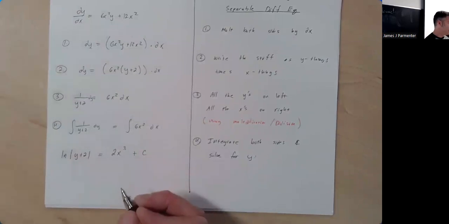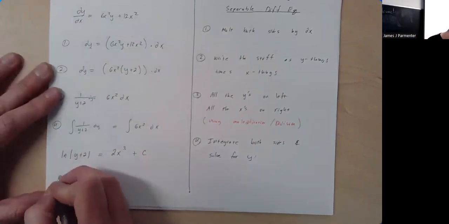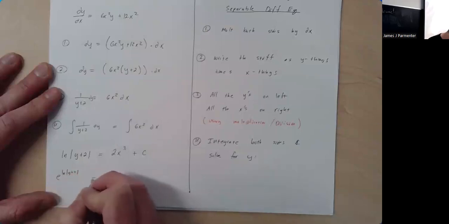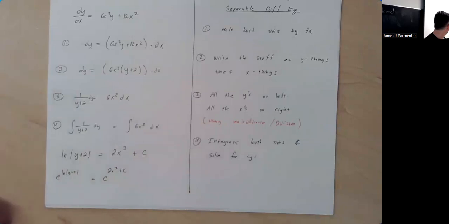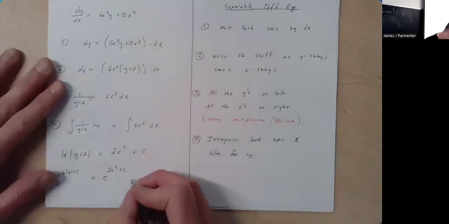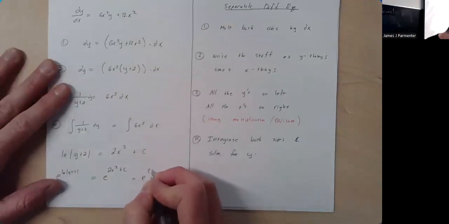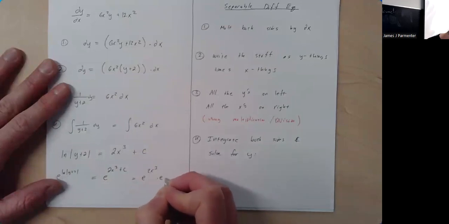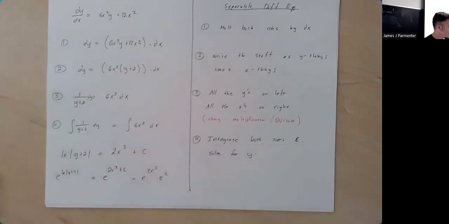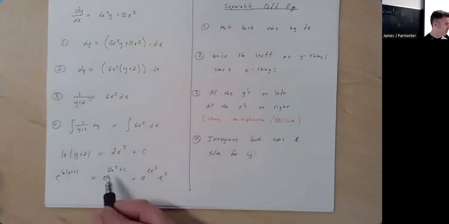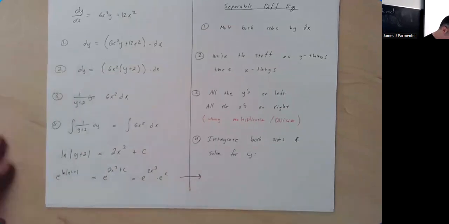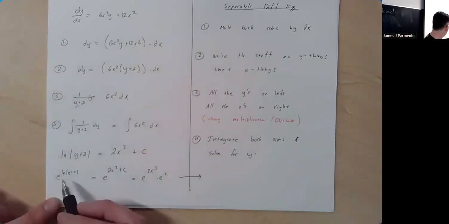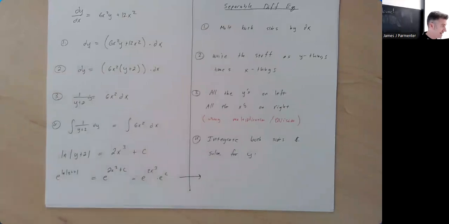So first we're going to e both sides, right? We're going to do e to the natural log of the absolute value of y plus 2 equals e to the 2x cubed plus c, which I'll point out is equal to e to the 2x cubed times e to the c. Right, when you add in the exponent, it's just that times that. So then what we're going to say is, great, e to the natural log of some stuff is just the stuff. That's why we did it.